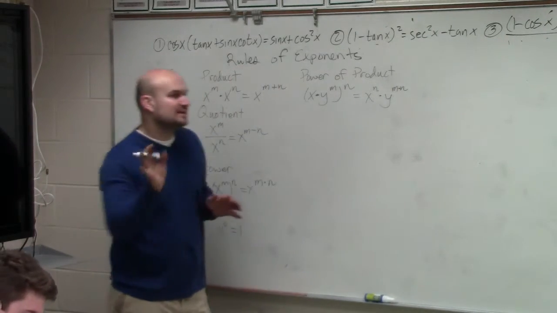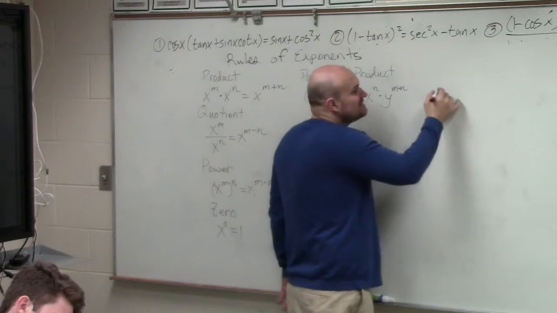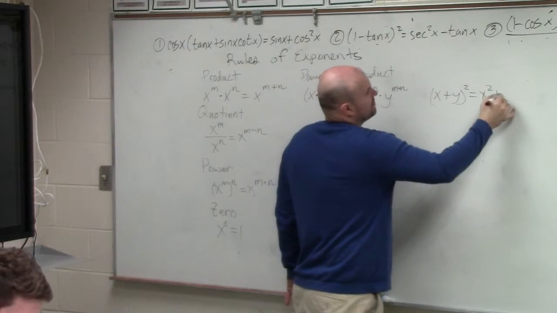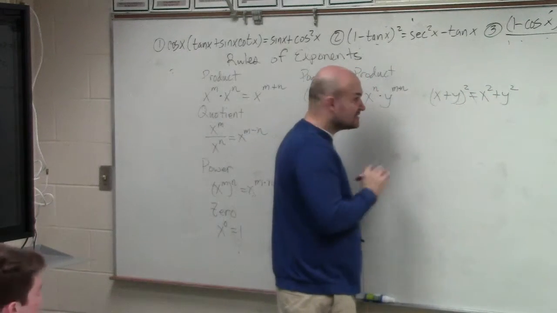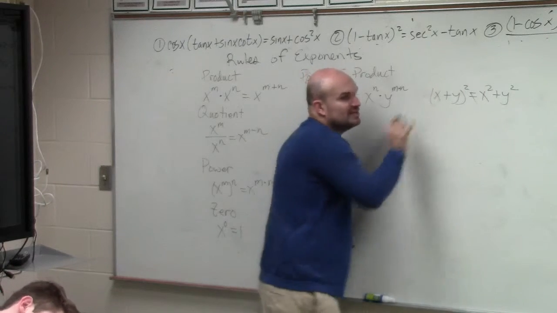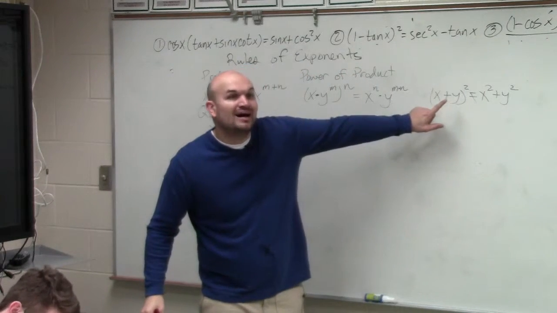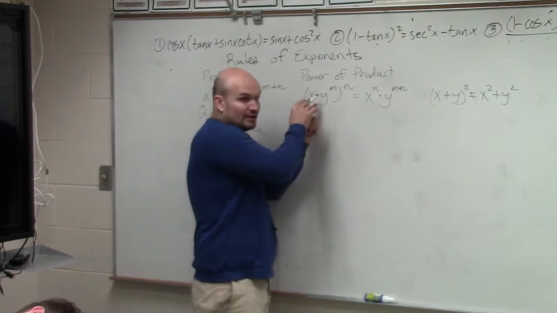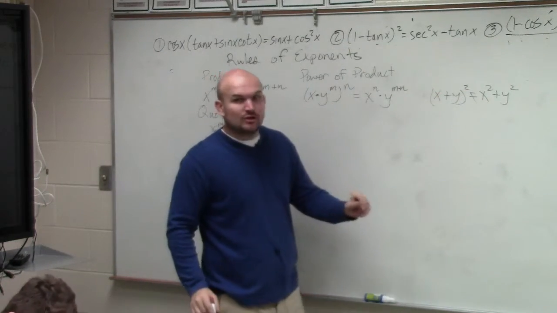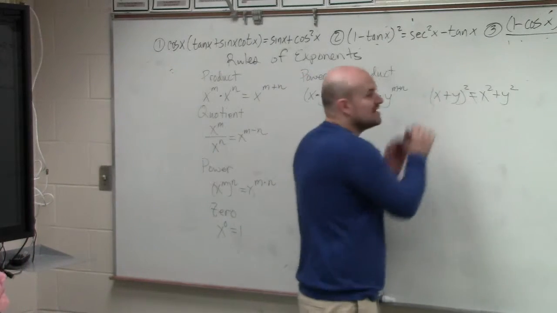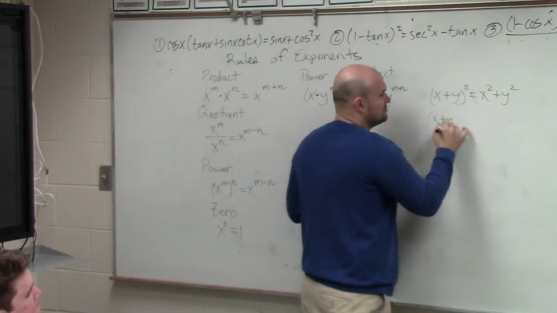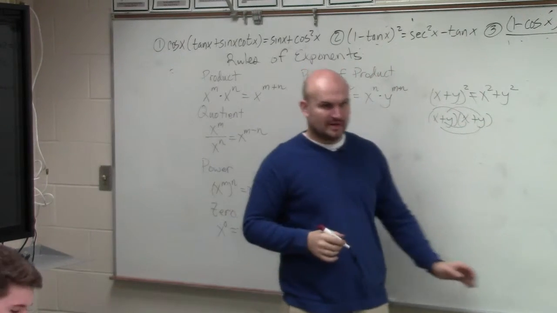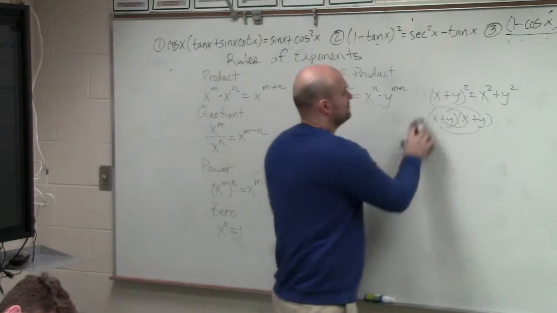But please, please, please note that (x + y) squared is not x squared plus y squared. That does not work. What are my two terms separated by? Addition. You cannot distribute a power across addition. You can across multiplication, not addition or subtraction. What's (x + y) squared? That's (x + y) times (x + y). You have to do FOIL. Big common mistake.